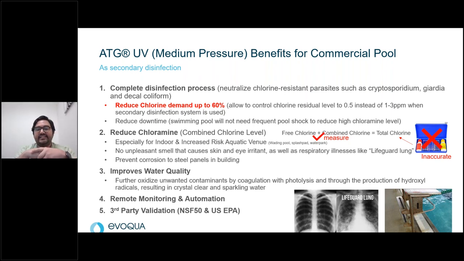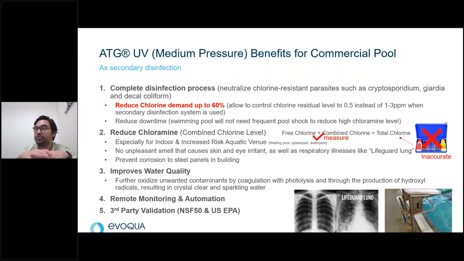As per standard, these are especially required for indoor pools, and increased risk aquatic venues like wading pools, splash pads, and water parks, especially those with high bather load. With reducing the chloramine, there is no unpleasant pool smell that causes skin and eye irritants and worse, respiratory illnesses like lifeguard lung.